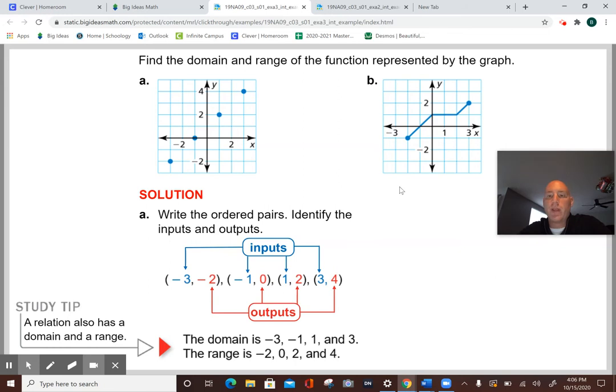Now, this is where we're going to have a harder time. This line segment is made up of an infinite number of points. If it's an infinite number of points, then I have no chance of listing out every possible x, every possible y. So instead of listing them all out, we are going to describe them, and we're going to use our inequality symbols from chapter 2.